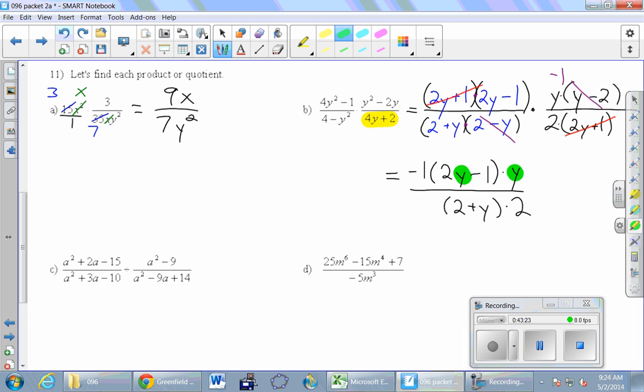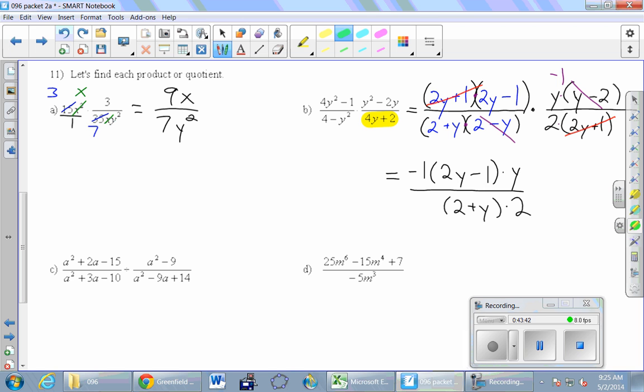It's the one that's outside. You can't go inside and selectively pick things apart. But the y on the outside, it's multiplication. It's ready to cancel. If there were a flat y sitting outside somewhere on the bottom, we'd get rid of them. Okay, questions on that?